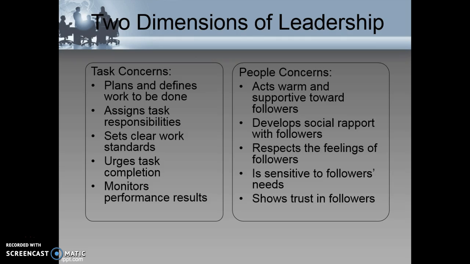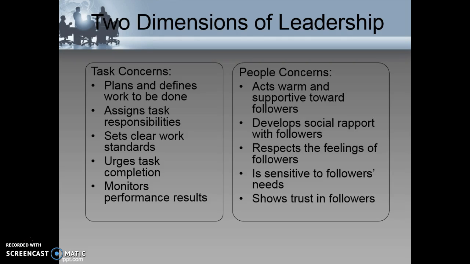There's a couple of dimensions to leadership. So leaders can either be worried about the task or they can be worried about the people. Leaders who have task concerns, these concerns are things like planning and defining who's going to be doing what particular task, assigning those responsibilities, setting clear work standards of what a level of expectations of what we require out of our employees, urges employees to complete those tasks as required, and then monitors their performance results to make sure that those tasks are meeting the standards that we set out earlier.